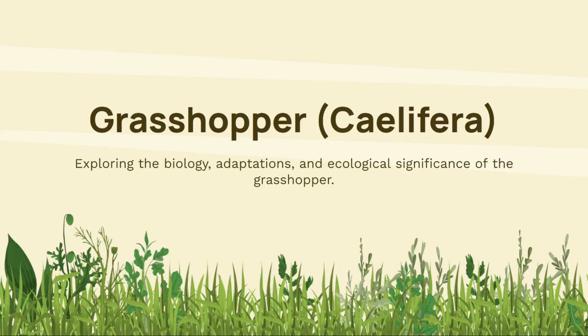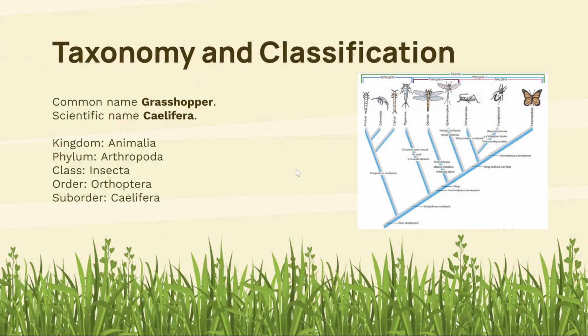Okay, so this is the presentation about the grasshopper. Their scientific name is the Caelifera. So for their taxonomy and classification, the grasshopper has a kingdom of Animalia, phylum Arthropoda, class Insecta, order Orthoptera, and suborder the Caelifera, which is where they get their scientific name from.